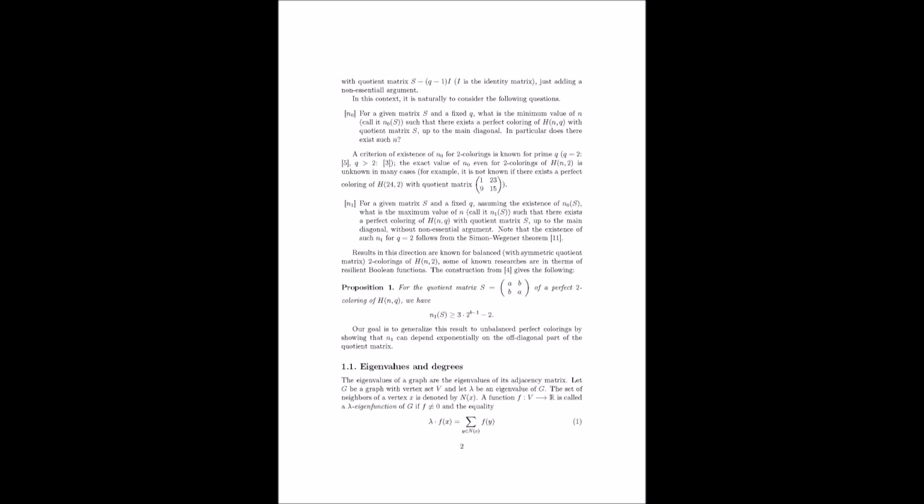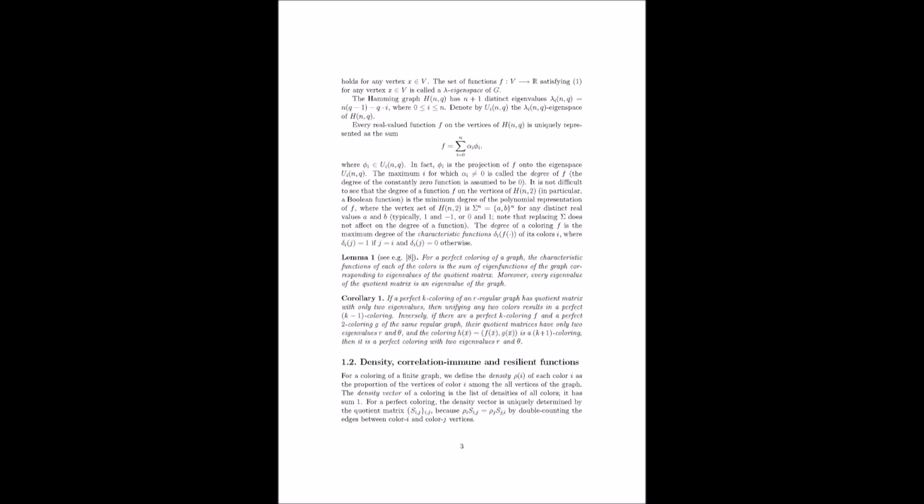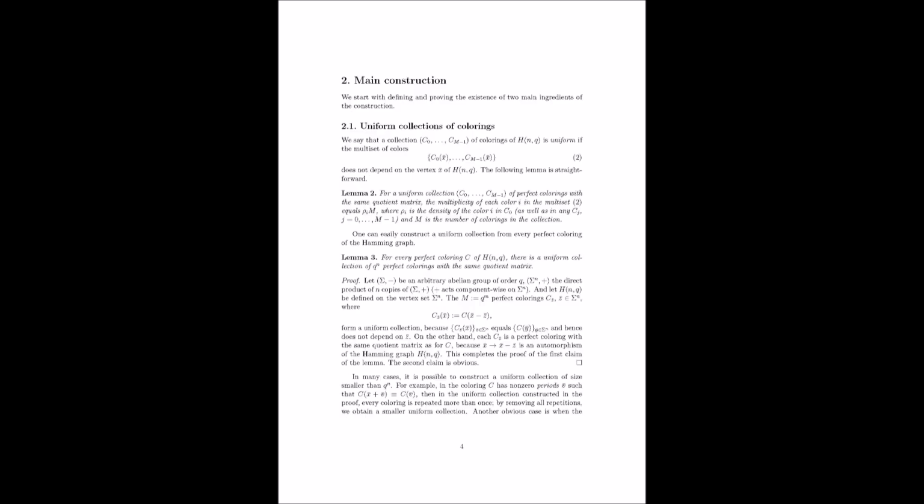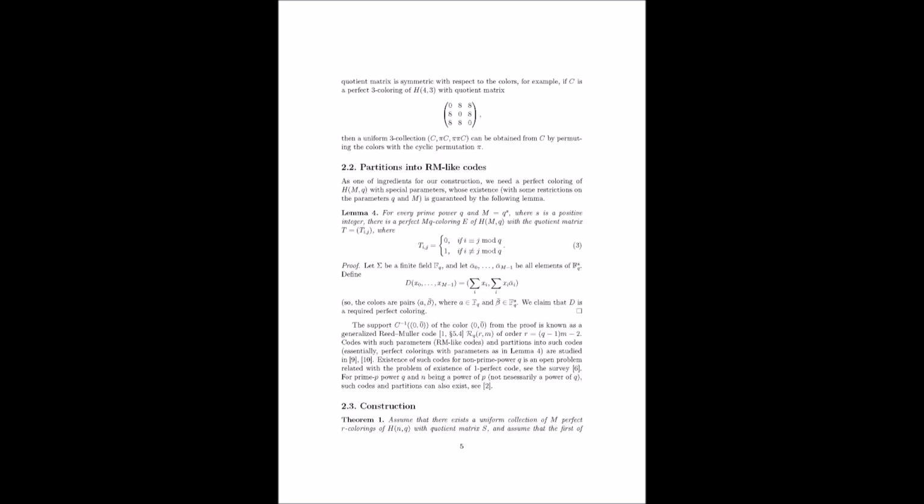Right. And what's really cool is that the paper shows that for a perfect coloring, you can actually figure out the density vector just by looking at the quotient matrix. Oh wow, that's interesting. So there's a direct connection between the rules of the coloring and the overall color distribution. Exactly. And this connection becomes really important when they're analyzing the colorings that they're constructing to make sure that they actually have the properties that they want. So they're checking their work, making sure everything lines up.